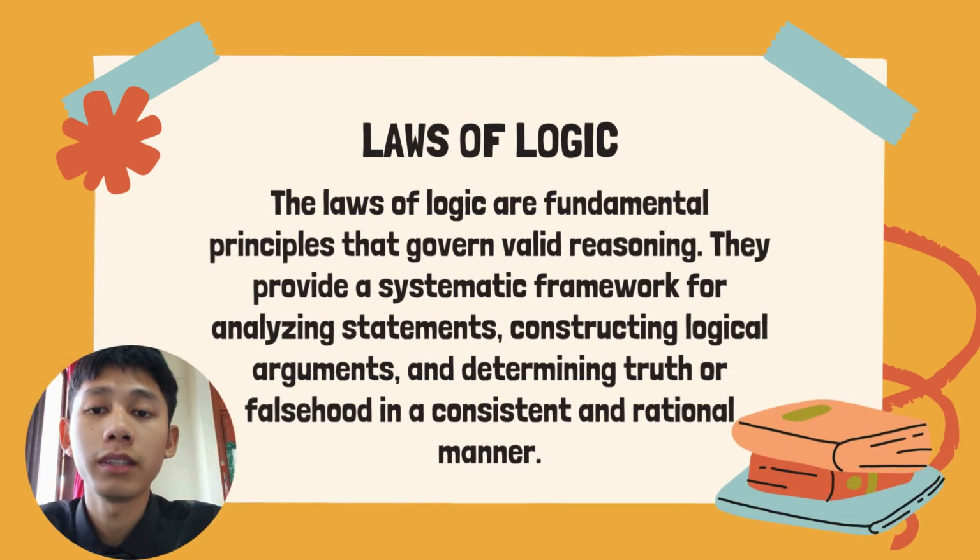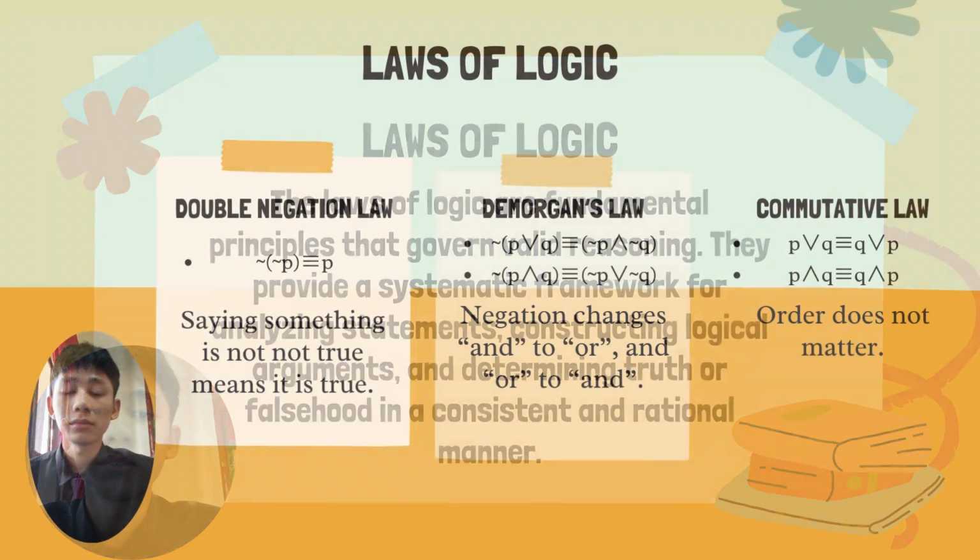Next, we move to the next subtopic, the laws of logic. The laws of logic are fundamental principles that govern valid reasoning. They provide a systematic framework for analyzing statements, constructing logical arguments, and determining truth or falsehood in a consistent and rational manner. In this chapter, we need to know several of the laws.